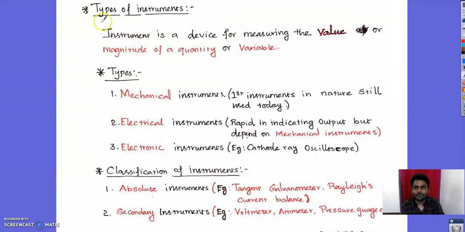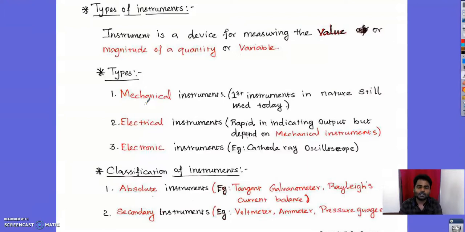And now the types of instruments. An instrument is a device for measuring the value or magnitude of a quantity or a variable. We all know this. It is going to measure the value or magnitude of some quantity, which can be an analog signal or a variable, and then it is termed an instrument. Coming to the types of instrument, we have already seen some types. Here are some other types based upon the quantity being measured. The first is the mechanical instrument, the second is the electrical instrument, and the third is the electronic instrument.